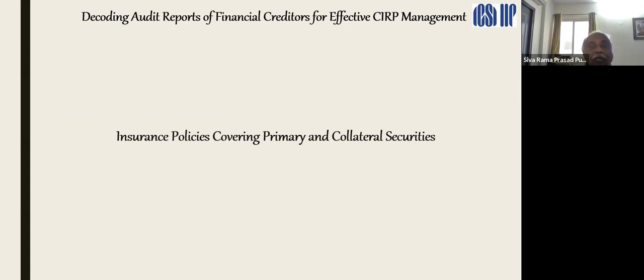Insurance policies covering primary security and collateral security. Sir, once you are reported as an IRP or RP, ensure whether all assets are properly insured or not. Ensure to insure. Otherwise, we are accountable for that. We have to pay the damages or claims.